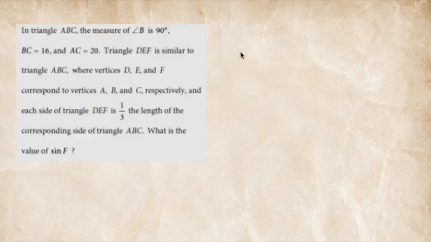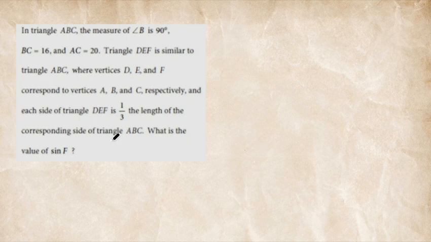All right, so here's the next one. Basically, we have a triangle ABC where the measure of angle B is 90, BC is 16, AC is 20. DEF is similar to ABC, where D, E, F correspond to vertices A, B, C respectively, and each side of the triangle DEF is 1/3 the length of the corresponding side of the triangle ABC. So what is the value of sine F?